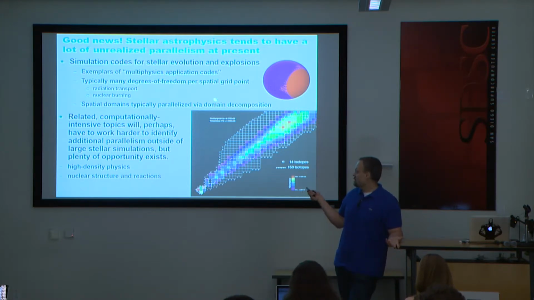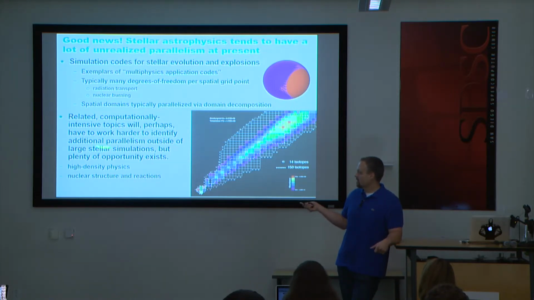Typically, there's many degrees of freedom per spatial grid point, for example, and good examples from the problem that we've talked about so far this week, core collapse supernovae, radiation transport, and nuclear burning are really good examples of that. And the spatial domains typically are parallelized via domain decomposition. You cut the star up into chunks and distribute those among processes.